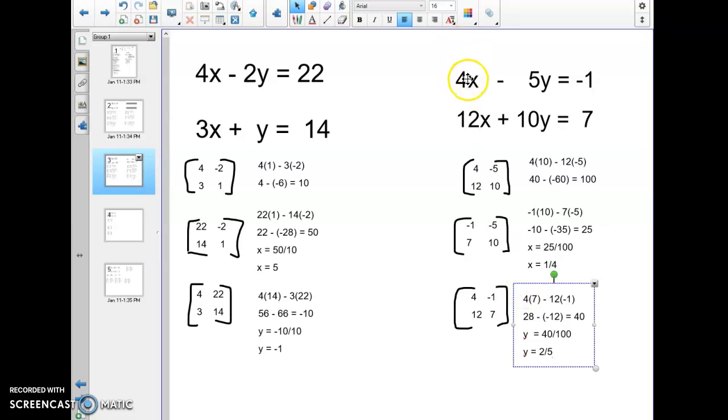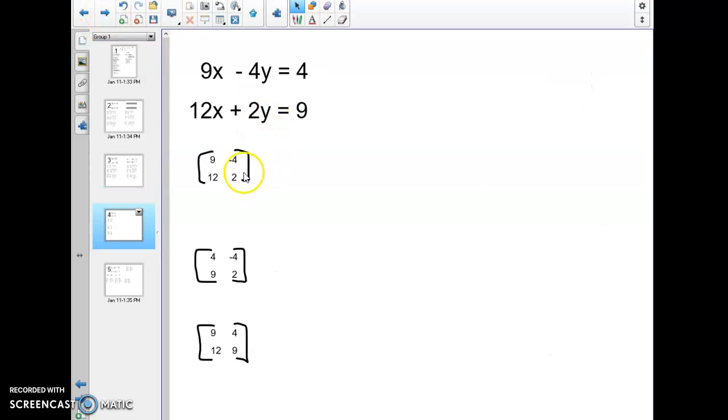4 times 1/4 is 1. 5 times 2/5 is 2. 2 minus 1, 1 minus 2 is a negative 1. 12 times 1/4 is 3. 10 times 2/5 is 4. 3 and 4 equals 7. So it does work out on every single level. Here, you're going to get fractional answers as well, and that's okay. That is actually the purpose of this method, when you get to deal with kind of crazy fractional answers.